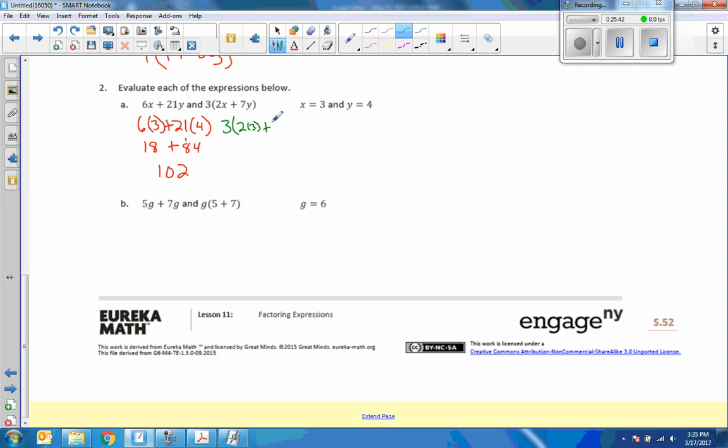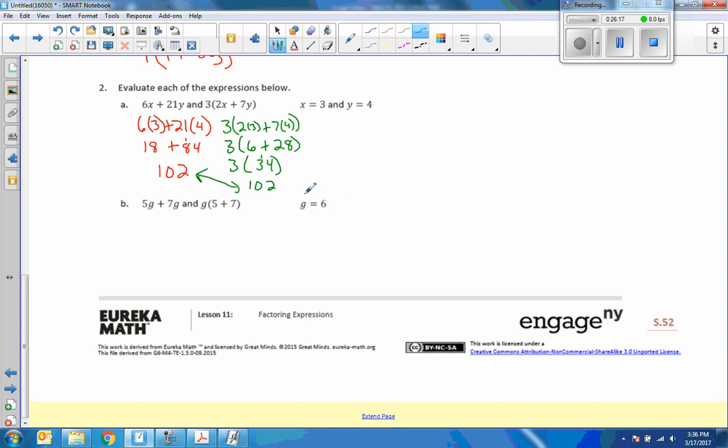If I do it over here, I'm going to have 3 times 2 times 3 instead of the x, plus 7, and y is 4. So it's 3 times 2 is 6, plus 7 times 4 is 28. That would be 3 times 28 plus 6, which is 34. 4 times 3 is 12, carry the 1. 3 times 3 is 9, plus 1 is 10. So as you can see, we got the same answer. The factored form is equivalent to the unfactored form.